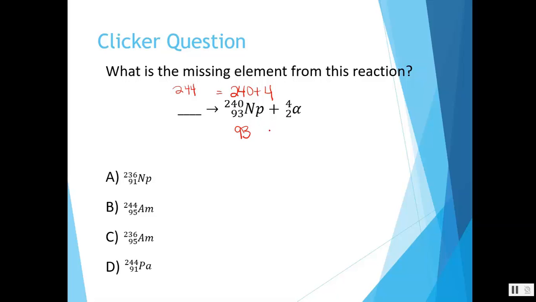protons plus 2, which means that we're going to have a total of 95 protons. So our answer has to be 244 over 95. And if we look up the symbol for the element with an atomic number of 95, we see that it's americium.